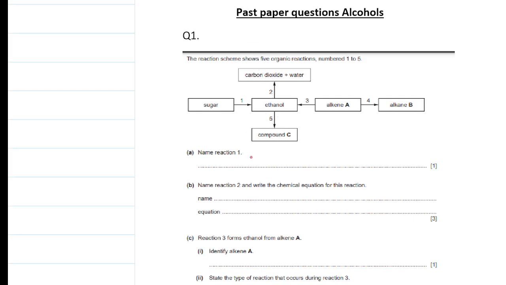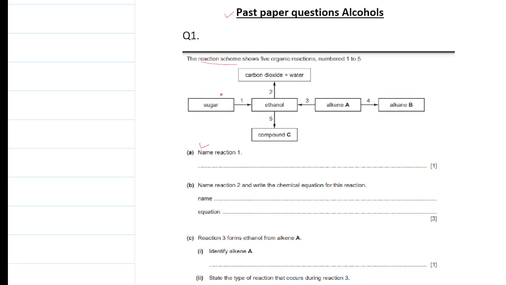So today we are just going to start the past paper questions related to the alcohols in IGCSE and O levels. Okay, so now there's question number one, and here you can see the reaction scheme is given, and there are five reactions, and according to them, the question has been asked. Now, they are asking what is the name of reaction number one?